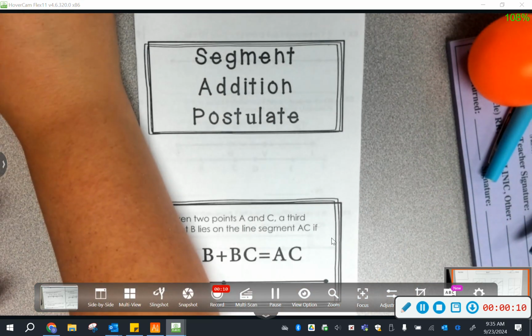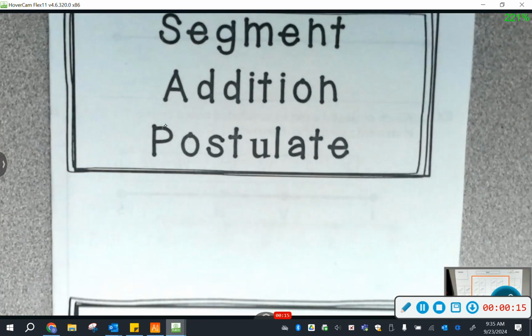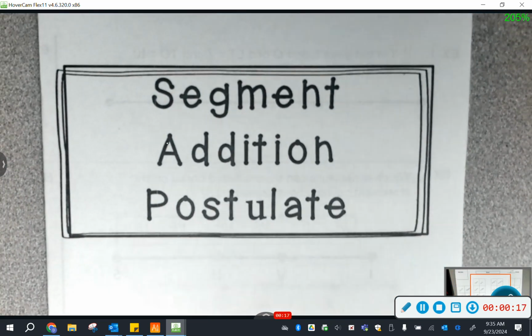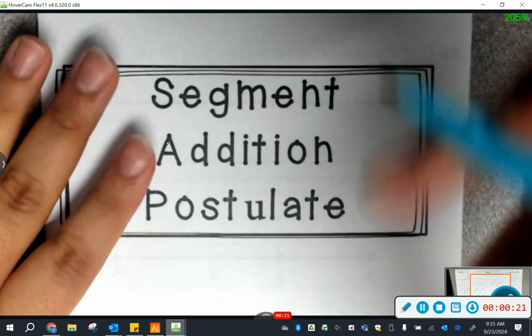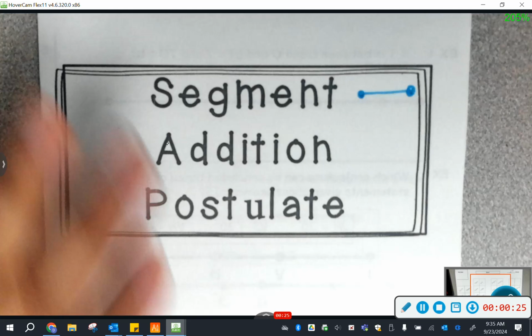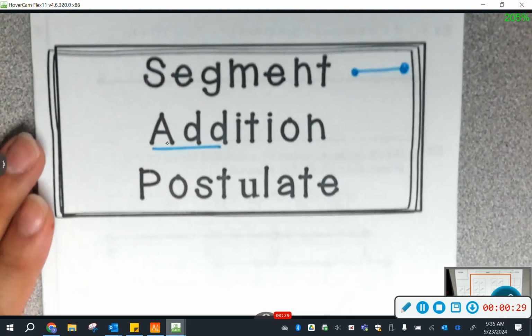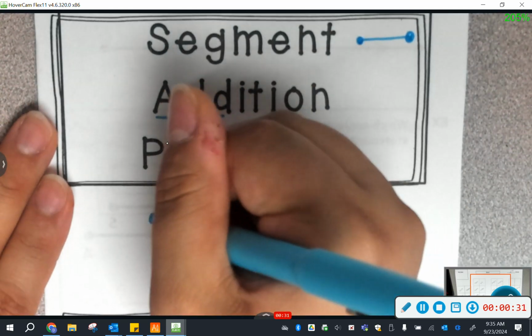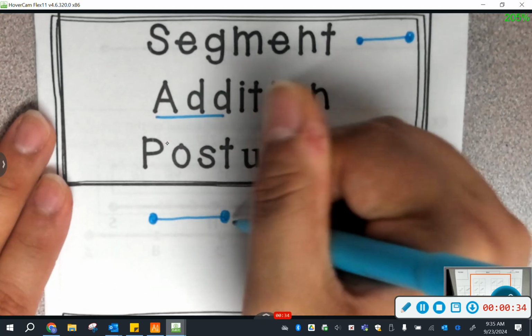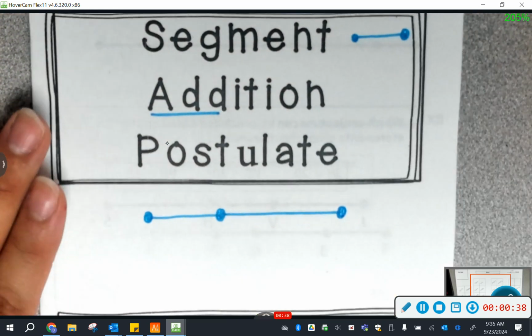Segment addition. What is a segment? We learned that last unit. A segment is different from a line. A segment is a line with two endpoints. So here's an example of a segment. What does addition mean? To add. So what we are going to be doing today is taking one segment and adding it to another segment to make a bigger segment.